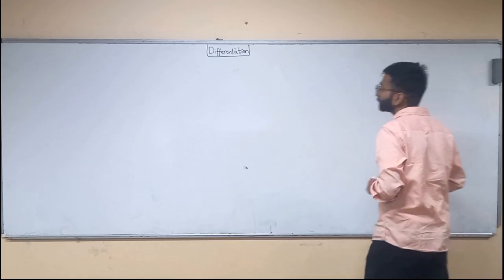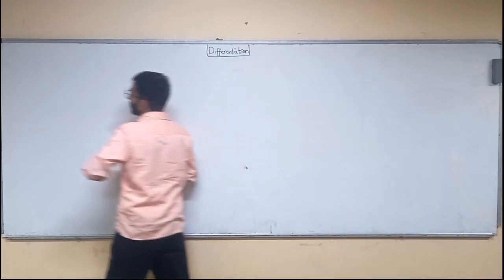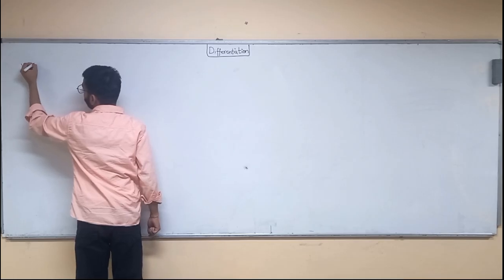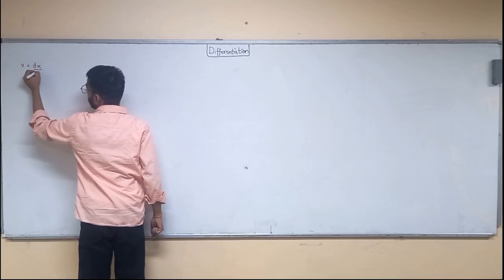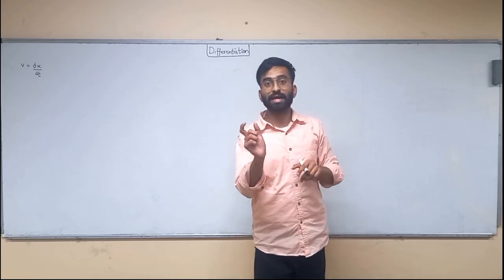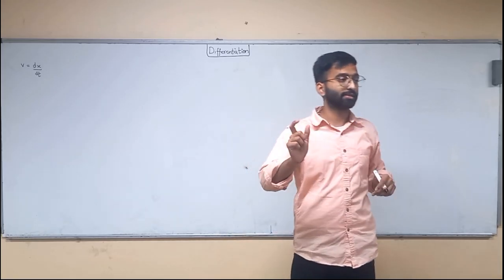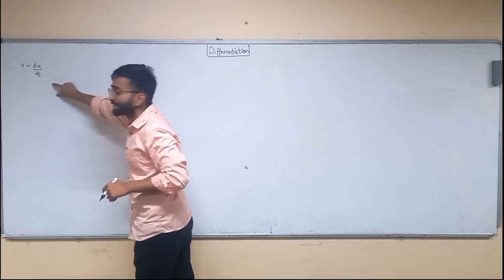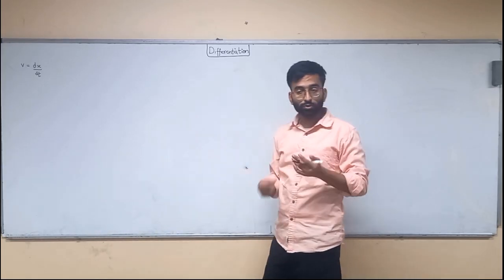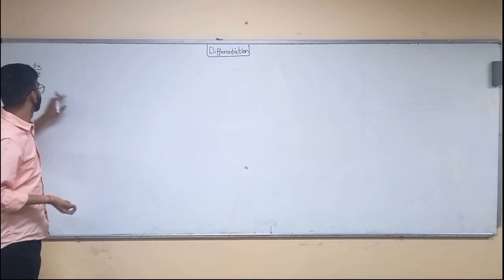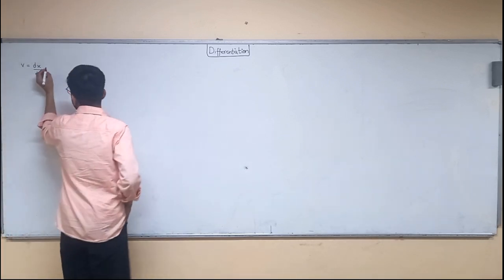In physics we study velocity. We write dx by dt. What is dx by dt? Small change in x. What is x? Distance. So it is a small change in distance with respect to a small change in time. The rate of change of distance is known as velocity, speed.